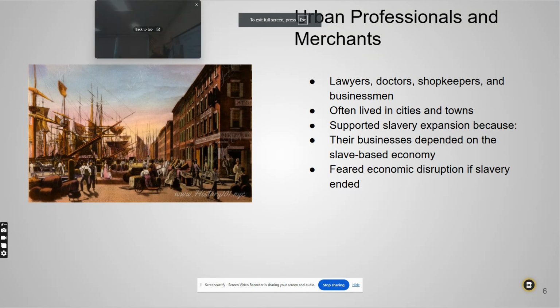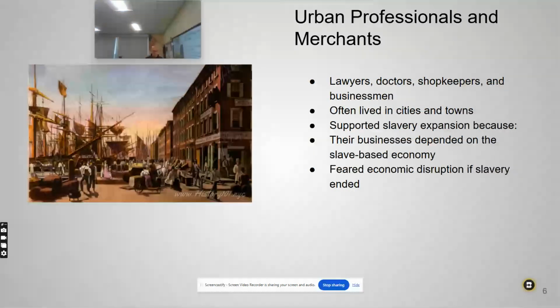Urban professionals and merchants. Again, we're talking white Southern society. You do have some professionals, and you do have a merchant class in the South outside of agriculture. You have lawyers, doctors, shopkeepers, and businessmen. Now, it's not going to be anything like industry in the North, but it will be industry nonetheless. You often have them living in cities and towns. Again, we're talking urban professionals and merchants. They supported the expansion of slavery because their businesses depended on the slave-based economy.